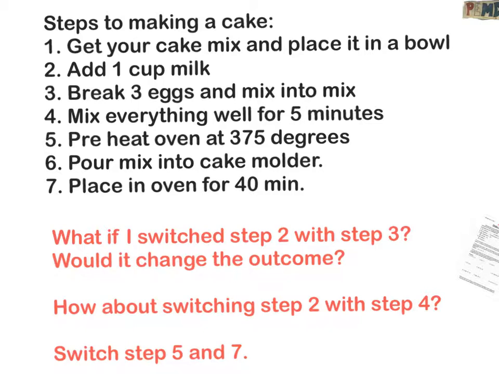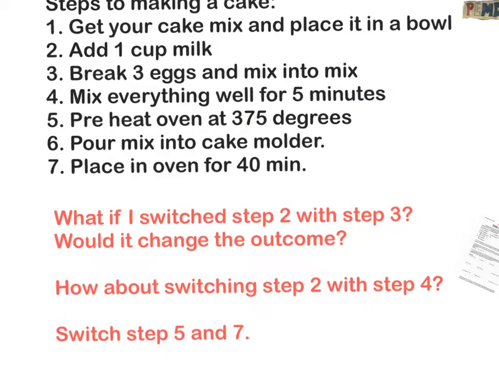Because if you think about mixing before adding the milk, that's going to mess it up, right? Okay. Or how about, what else do I have? Switch step 5 with step 7. So in other words, you do everything you're supposed to, and you place the mix in the oven without turning it on for 40 minutes. And then at the end, you turn on the oven, right?